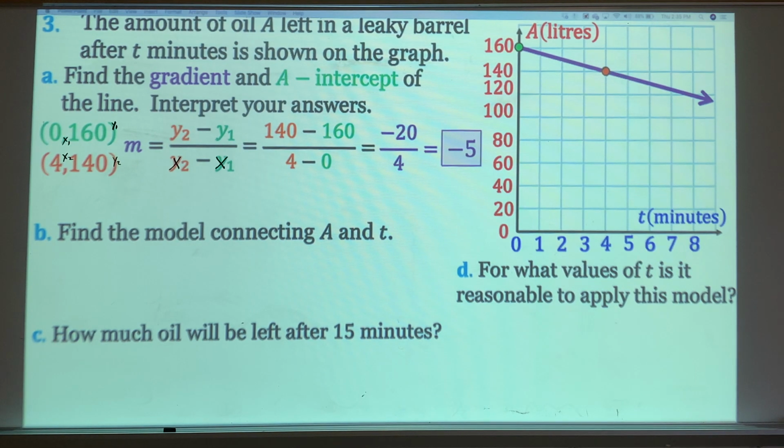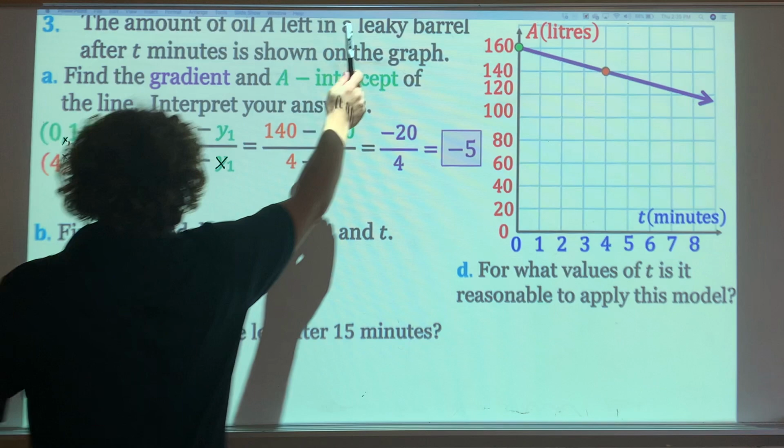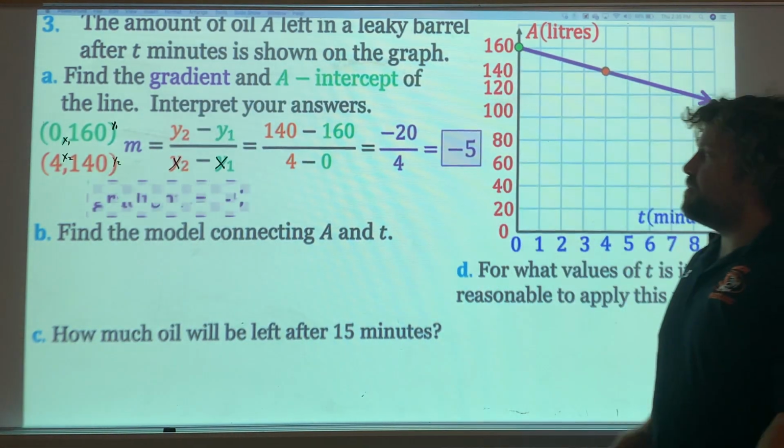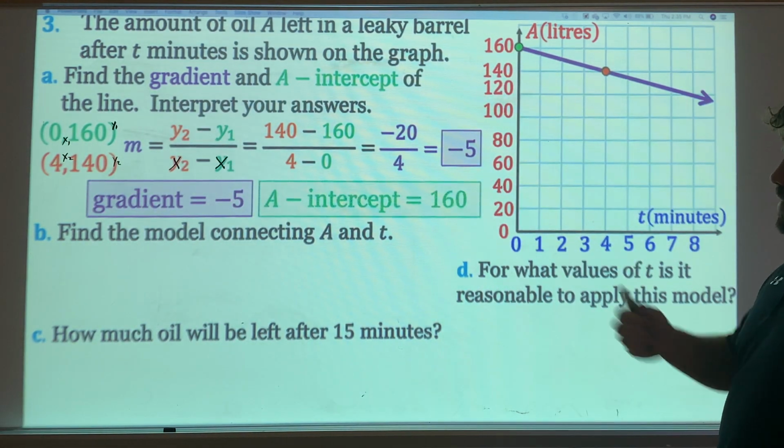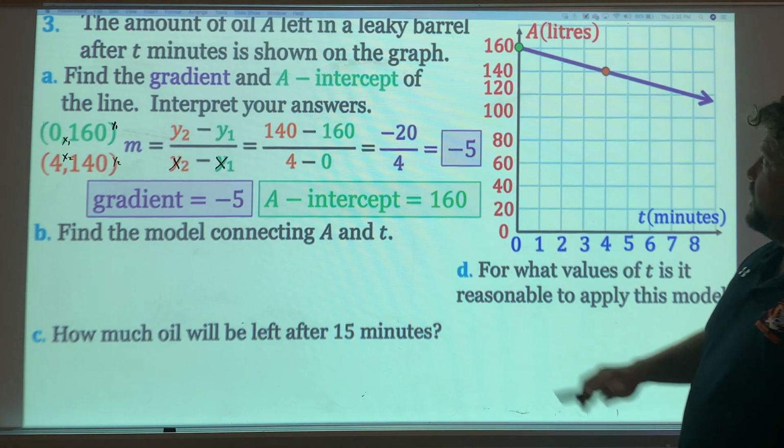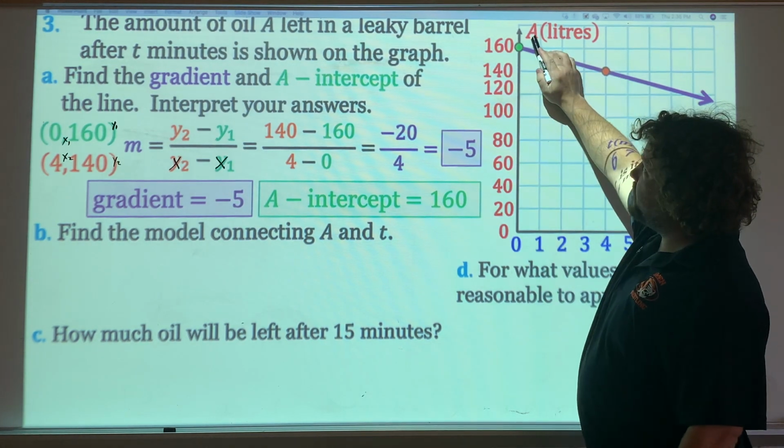Right? My a-intercept, where does it intercept the axis? Right there. The gradient is negative 5, the a-intercept is 160. Technically, it's the y-intercept, but it's not the y-axis, it's the a-axis.